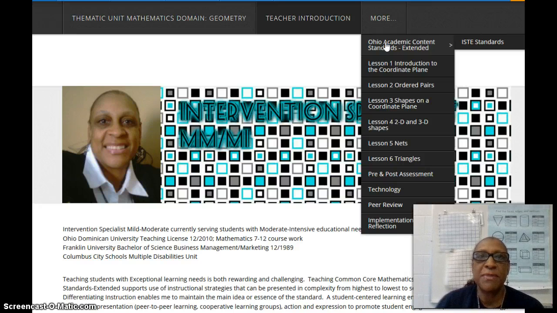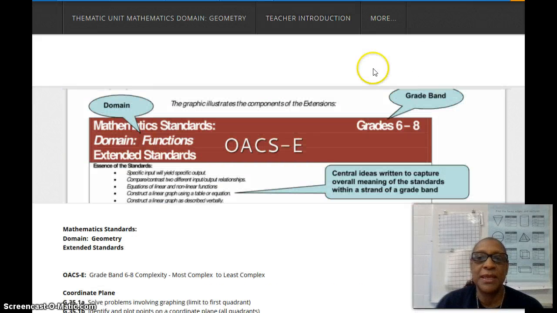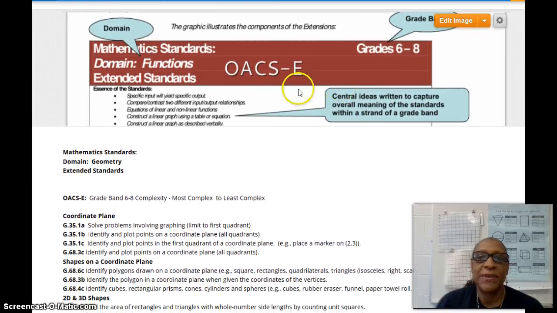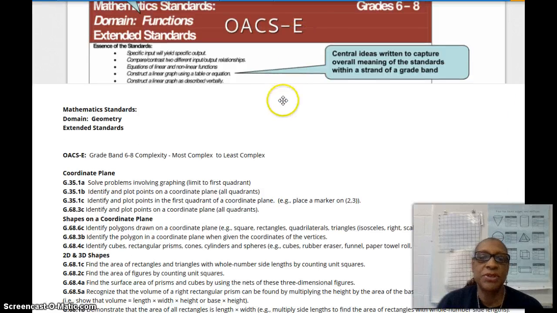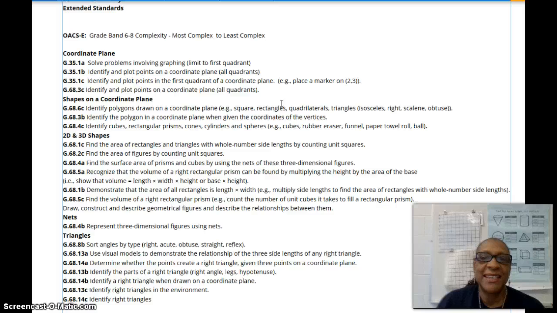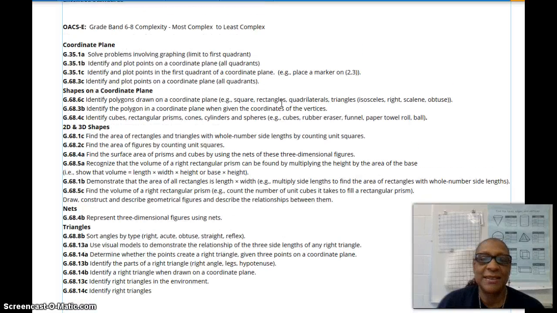We spent the month of February discovering the coordinate plane. Ohio Academic Content Standards are listed here. They are the extended standard. The E is for the extended standard, which is for students with significant cognitive disabilities.